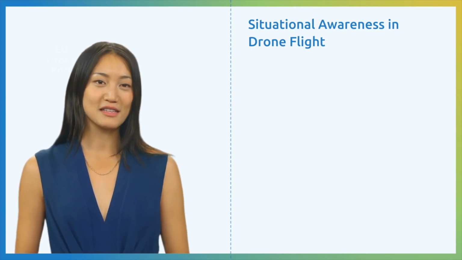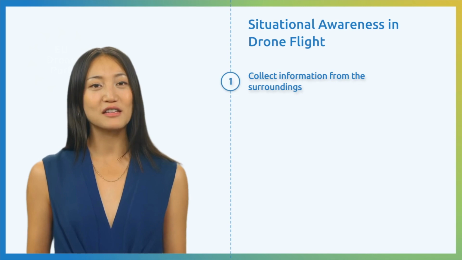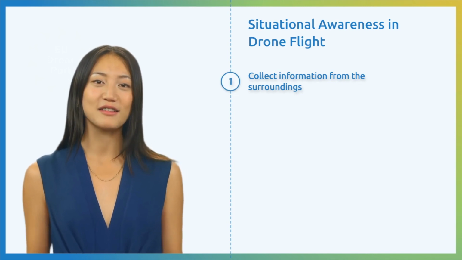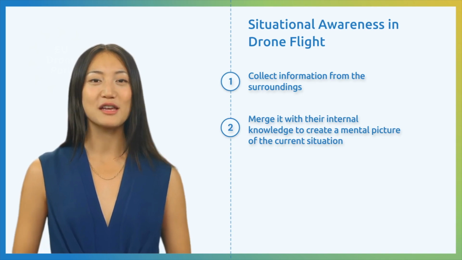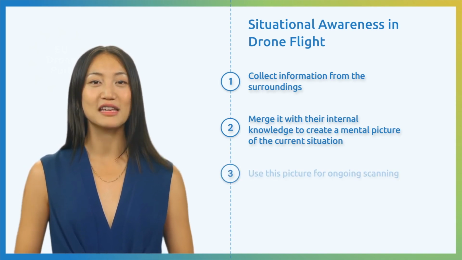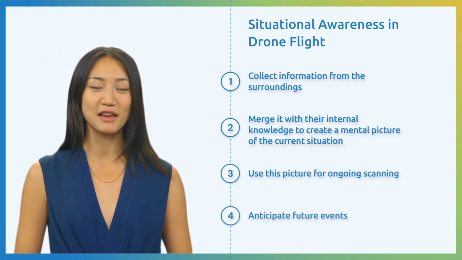To build this awareness, the pilot follows these steps. First, collect information from the surroundings. Next, merge it with their internal knowledge to create a mental picture of the current situation. After that, use this picture for ongoing scanning. And last, anticipate future events.